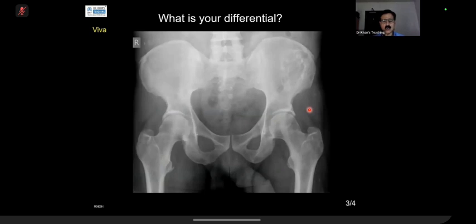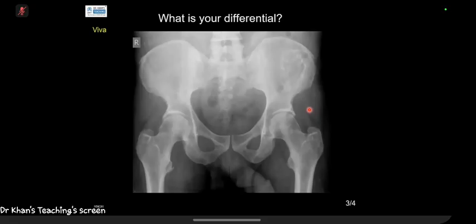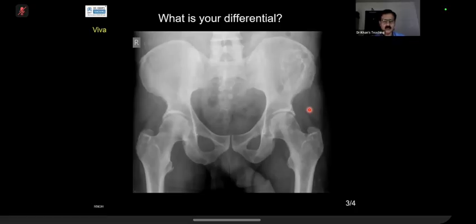Here, look at the margin, describe the margin. Over to you. Margin of the lesion. Yeah, I can see that the margin appears sclerotic and interrupted, which shows areas of erosion. What is your conclusion? Aggressive lesion. Okay.